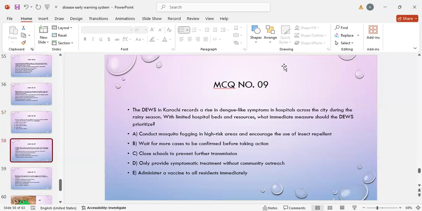MCQ number 9 is: The DUSE in Karachi records a rise in dengue-like symptoms in hospitals across the city during the rainy season. With limited hospital beds and resources, what immediate measures should the DUSE prioritize?